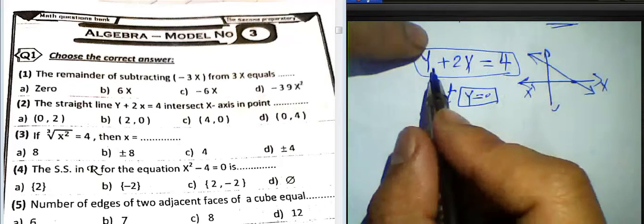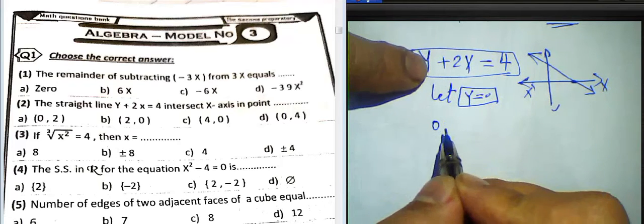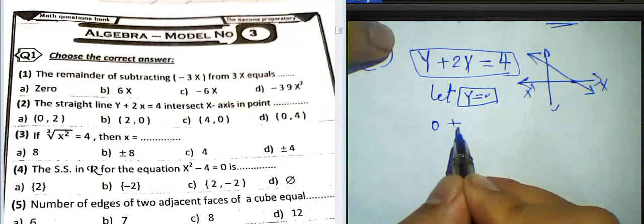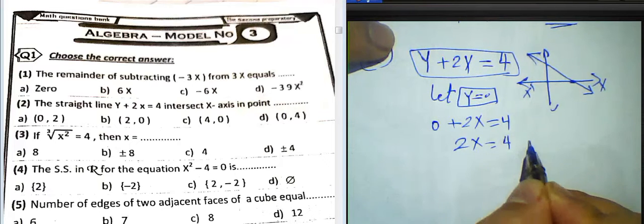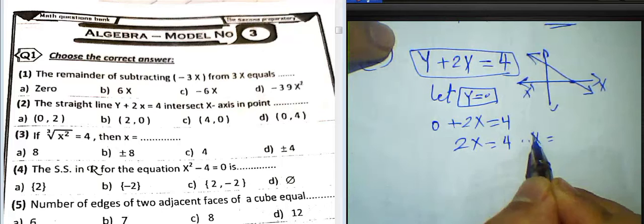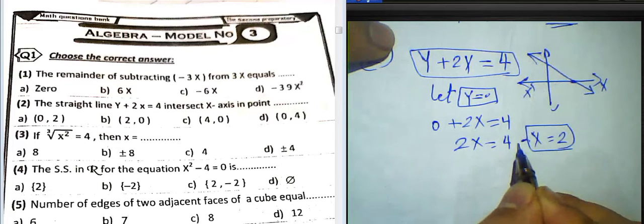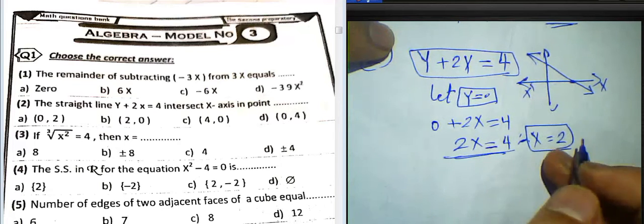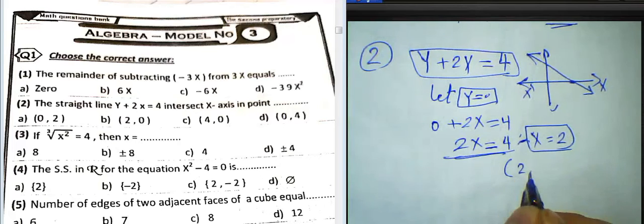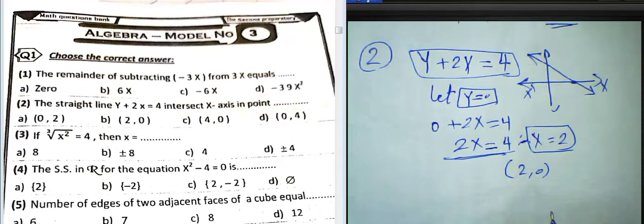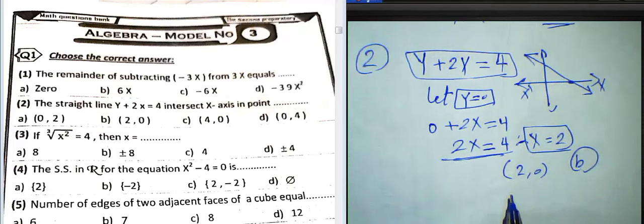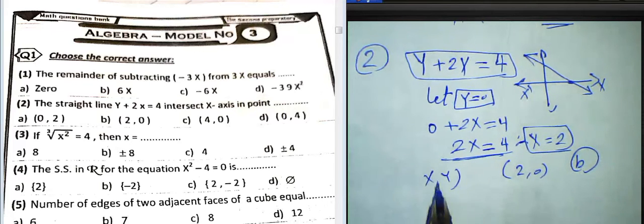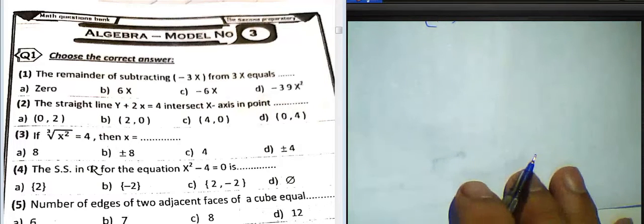So we can cancel this unknown here. y equals 0, so 0 plus 2x equals 4. Then 2x equals 4, and then x equals 2. Okay, x will be 2. Then the point will be (2, 0). Okay, we must choose letter B for this example because the order will be x and y. Okay, understood?